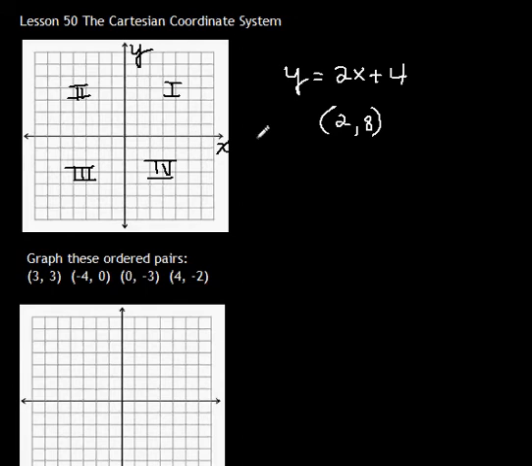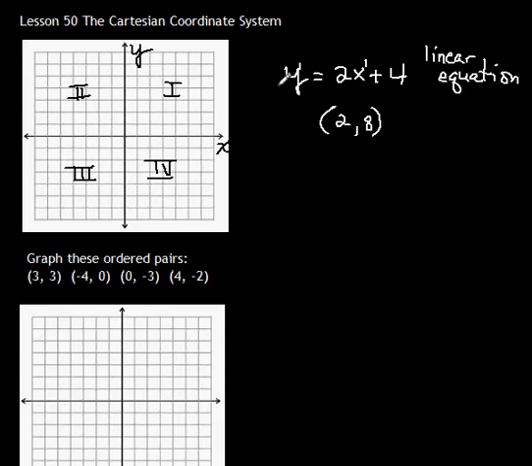Now what we do on the Cartesian coordinate system is we graph things, and in Algebra 1 we're going to graph lines. And this is an example of an equation of a line that we're going to graph. This is a linear equation, and the reason it's a linear equation is because the highest exponent of any term is a 1. Because the highest exponent is a 1, we call this a linear equation.